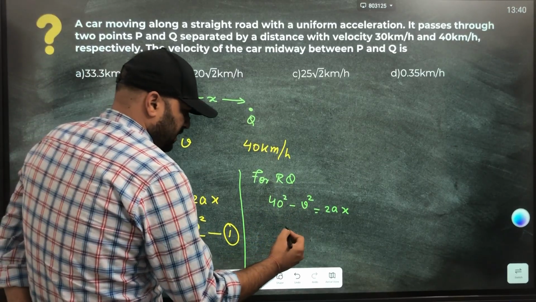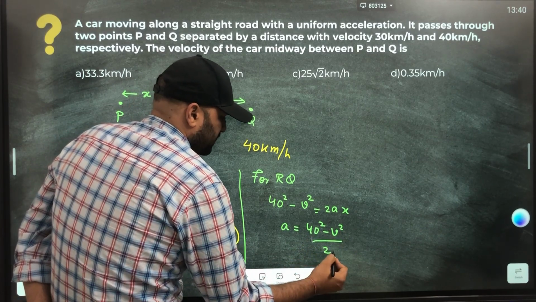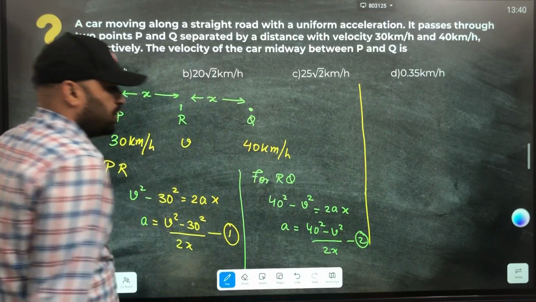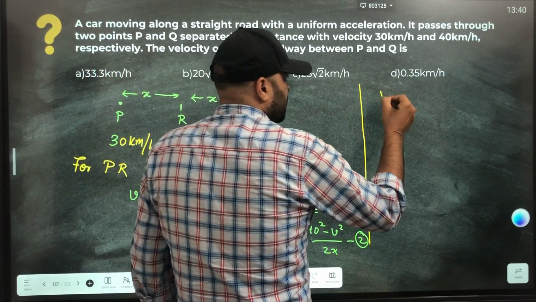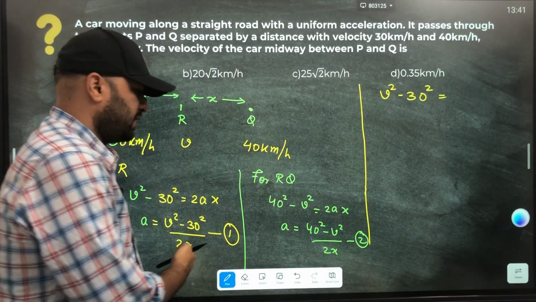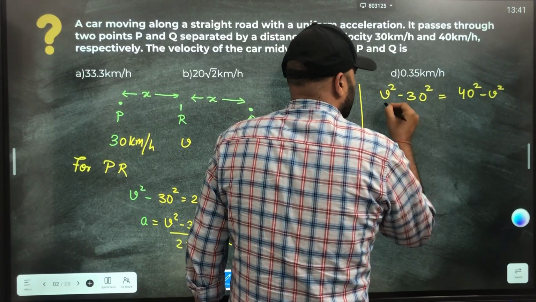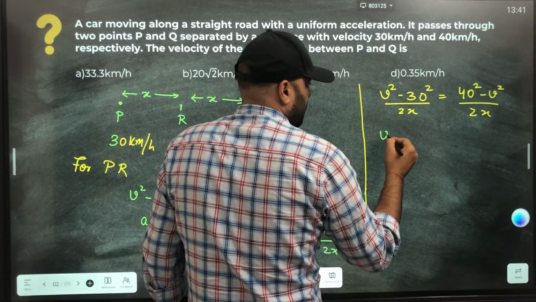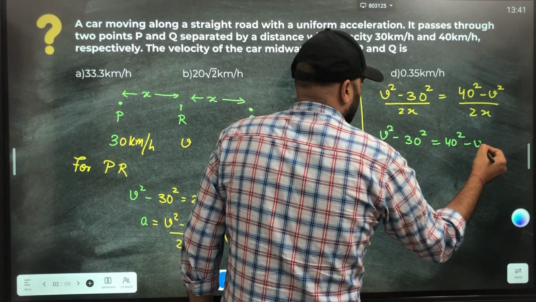So since it's a uniform acceleration, a will be again here (40 square minus v square) upon 2x. Equation number 2. Let's equate equation 1 and equation 2 because both are the same, constant acceleration. So this will give us (v square minus 30 square) upon 2x is equal to (40 square minus v square) whole divided by 2x. You can cancel out 2x on both sides and you're left with the equation v square minus 30 square will be equal to 40 square minus v square, correct?